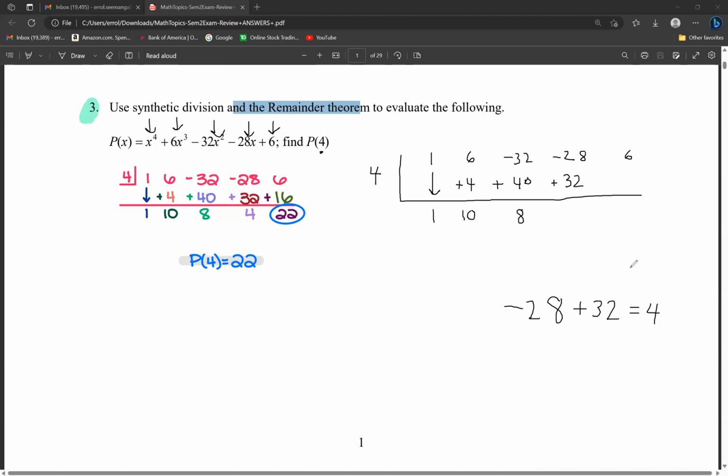This is the same thing as 32 minus 28, right? I just rewrote it in a different order. There's your 32 and there's your negative 28. So this is 4 right here. Now what's next?